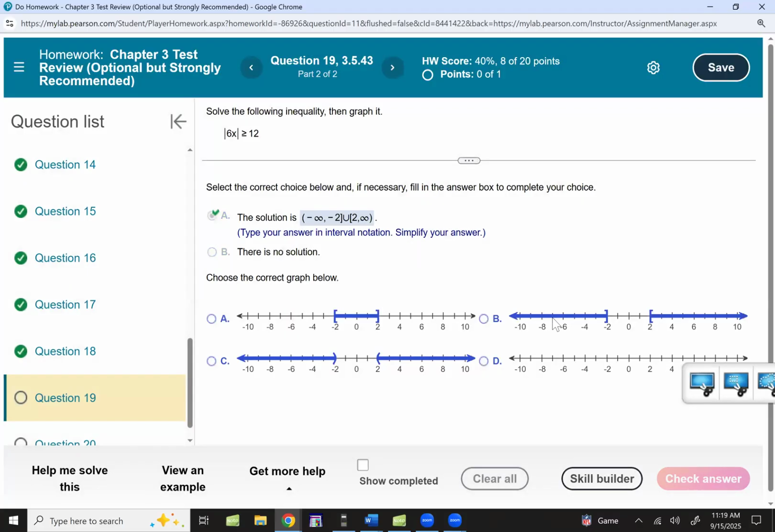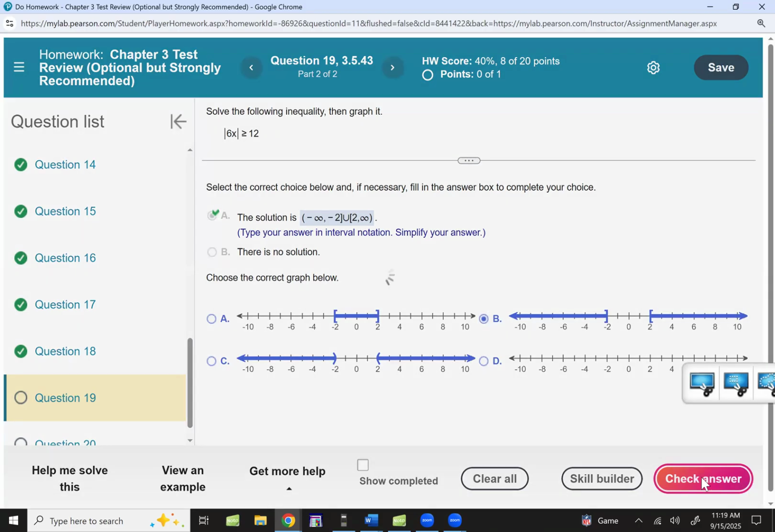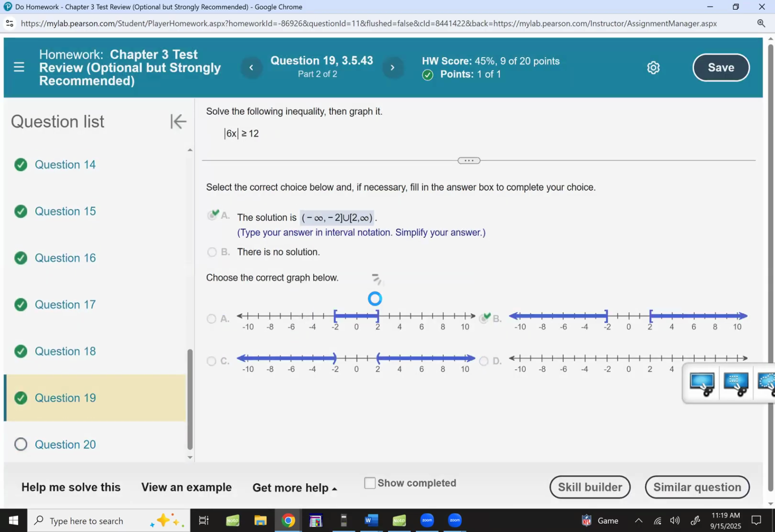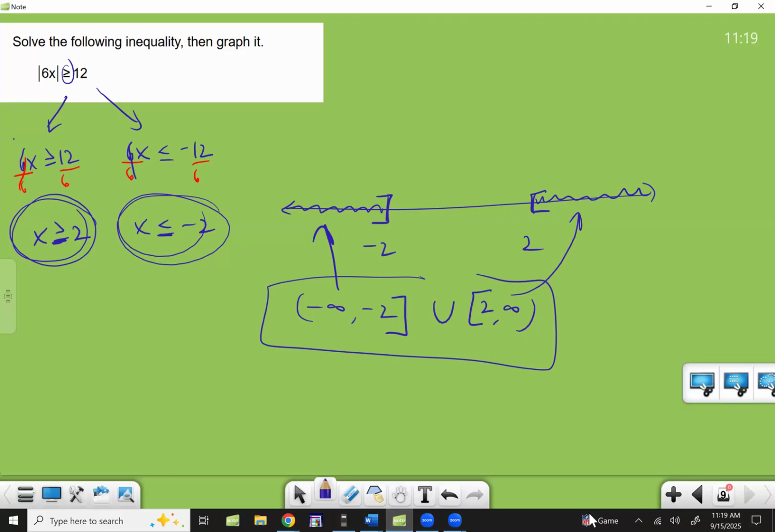Well, the only one that has square brackets and is a union is B. So this wasn't too bad of a graph here. The other one has parentheses, so it can't be that one. You better know your brackets and your parentheses, though, otherwise you will miss it, right?